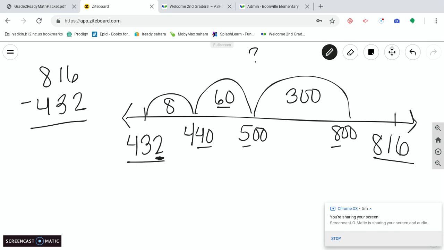Now, I know that I need 16 to get to 816, but because my answer is in the jumps, I'm going to add 10 first, and then I'm going to add 6, which is still 16. So 800 plus 10 and 6 makes 816. Okay, so my answer is in my jumps. So I have 300. That's the only 100 I added.